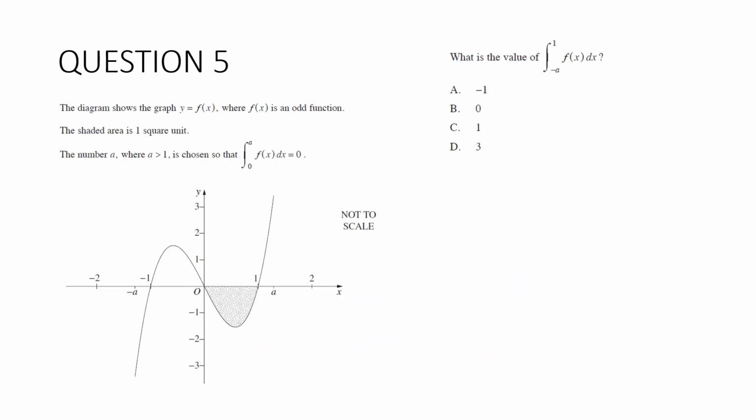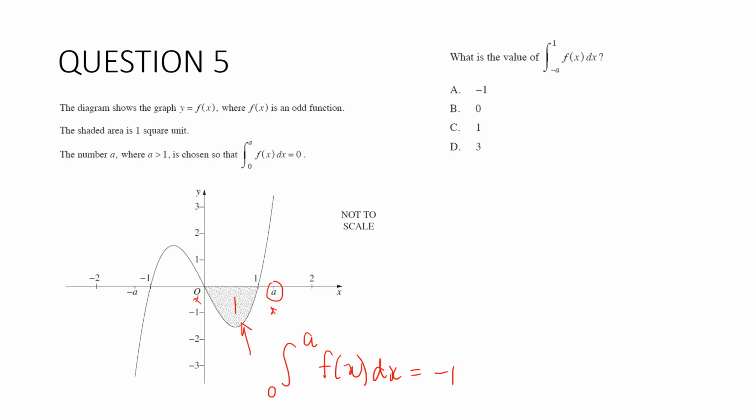Question 5. The diagram shows the graph y equals f of x. f of x is an odd function. The shaded area is 1 square unit. The number a, where a is greater than 1, is chosen so that the integral between 0 and a is equal to 0. What is the value of the integral between negative a and 1 of f of x dx? All right. Now we know the area here is 1, but the integral between 0 and a is actually negative 1.